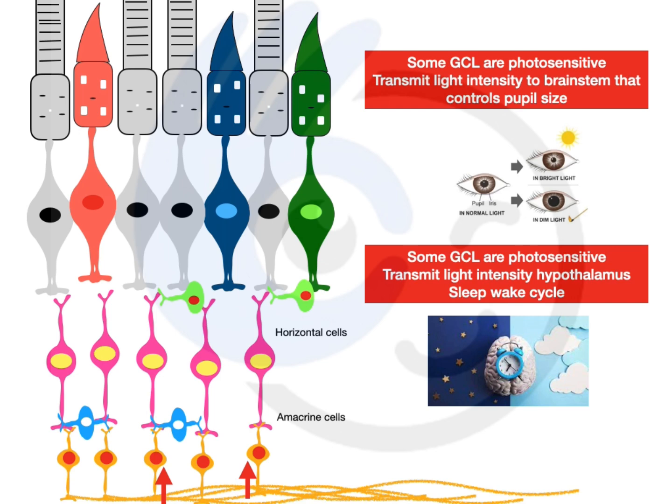That's why in case of any ganglion cell damage or any pathology involving the retina, the absorption of this light by the ganglion cells will be reduced. So again the light transmission will be reduced, and that's where we end up with an RAPD or a sluggishly reacting pupil. Then we have a few other photosensitive ganglion cells which help in the sleep-wake cycle.